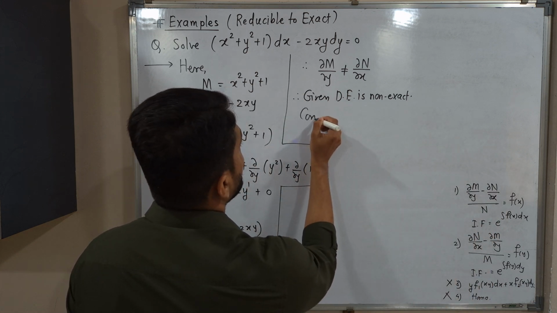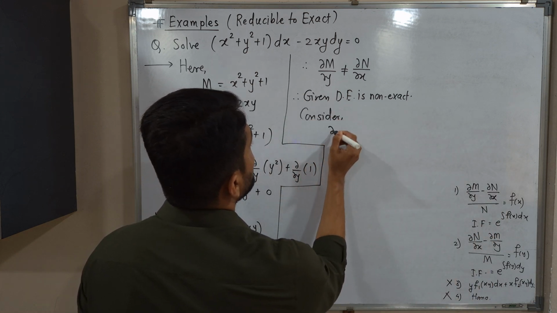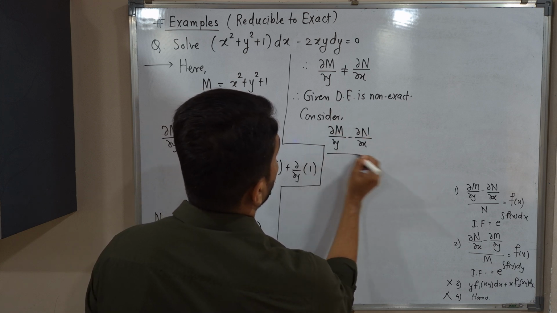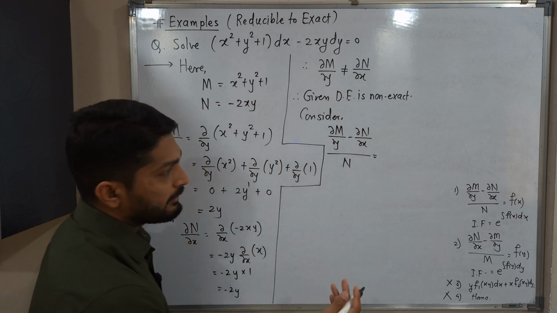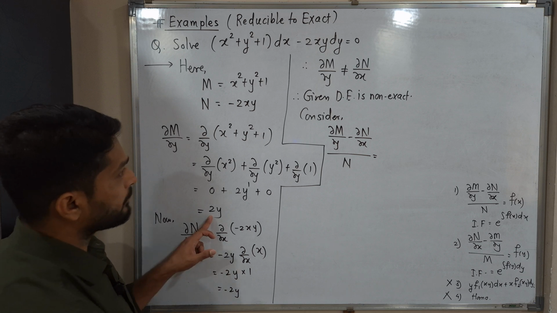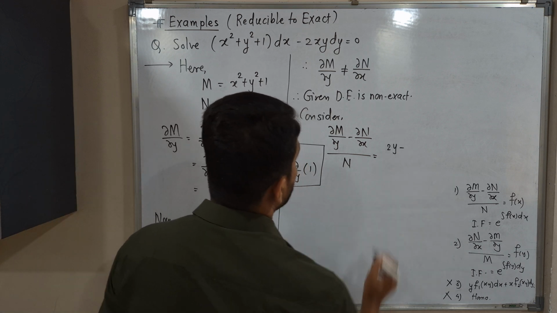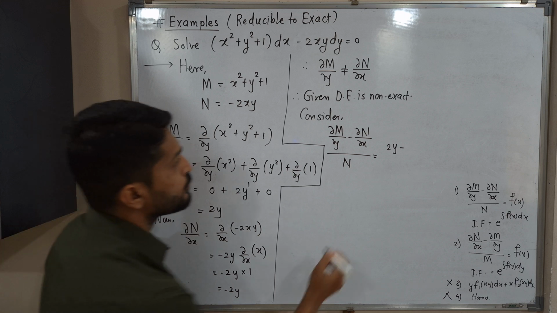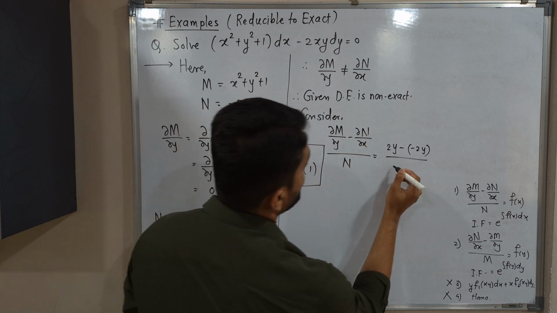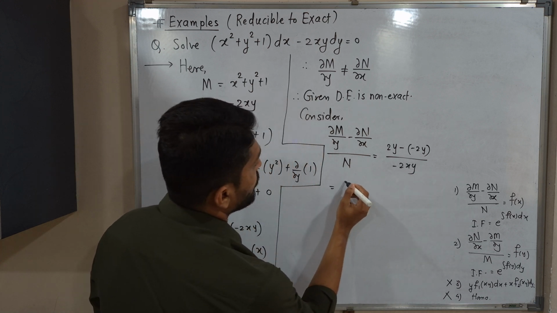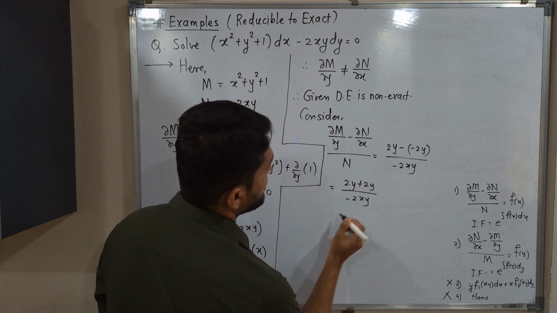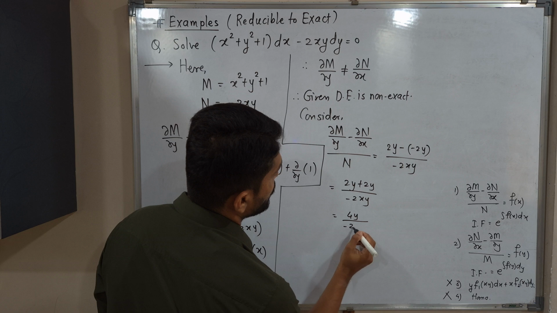Okay, so consider rule number 1: ∂M/∂y minus ∂N/∂x, divided by N. I will find its value and check whether it is a function of x or not. What is ∂M/∂y? 2y, minus ∂N/∂x, minus 2y, divided by N, yes, minus 2xy. Okay, I will solve it here. 2y minus minus plus, minus 2xy. Their sum will be 4y upon minus 2xy.